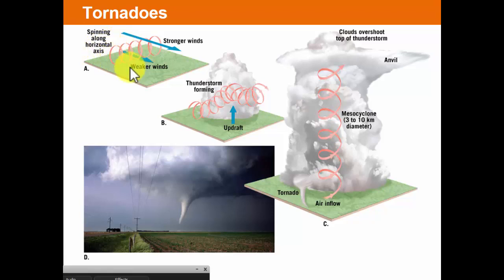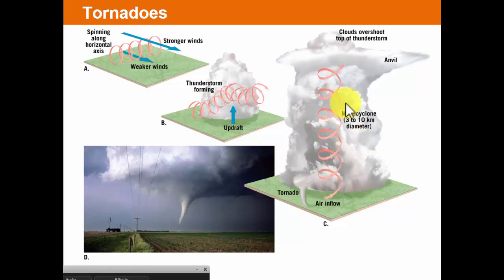Well, as the day progresses and heats up and thunderstorms form, if a thunderstorm forms over one of these spinning tubes of air, the updraft will literally pull that spinning tube of air into the vertical, all right? It pulls it into the updraft. Now, that's not the tornado at all. What happens when this occurs, when that spinning tube of air is pulled into the updraft, is the entire thunderstorm, 3 to 10 kilometers across, begins to rotate. The entire thunderstorm begins to rotate.